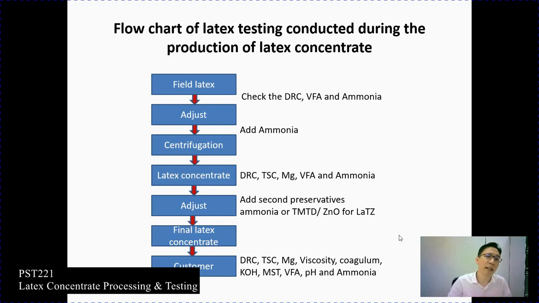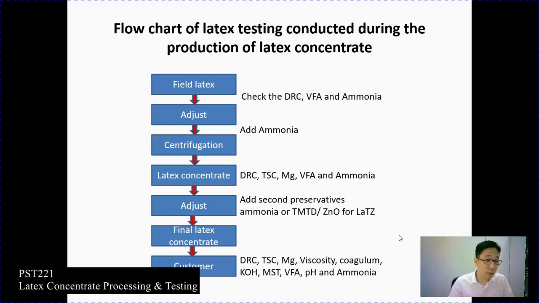Okay, when you receive the field latex, the first thing you need to do, you check the DRC, VFA and ammonia. The importance of doing this is, first, for the DRC, so that you can segregate your latex, which is very low in DRC numbers. Field latex with very low DRC should be separated. It will not be used during the latex concentration process, either the centrifugation, creaming, or evaporation.